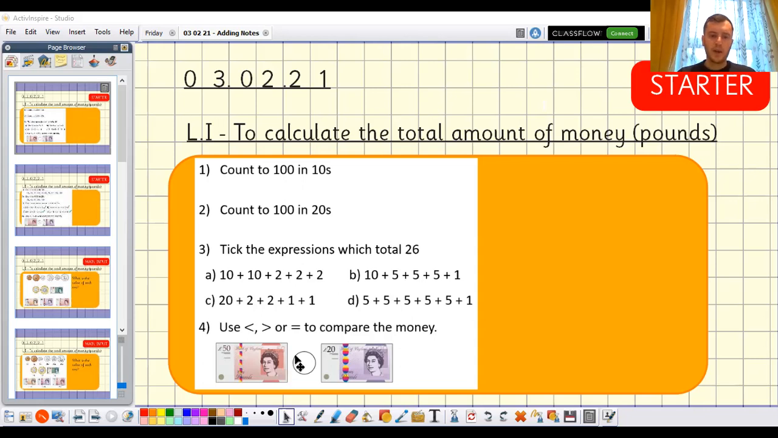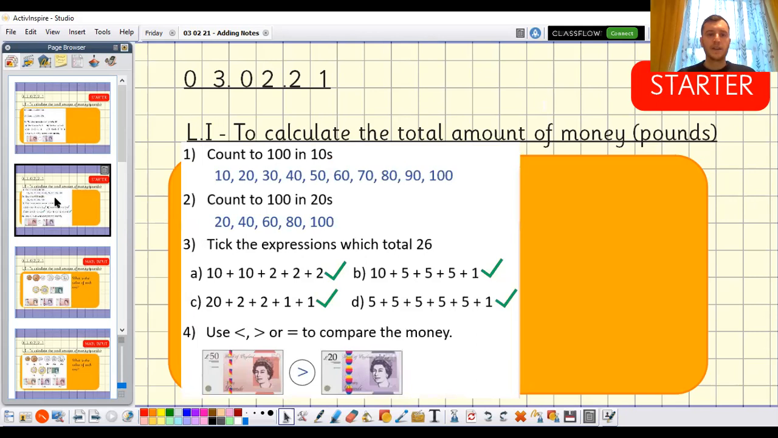And can you put the correct symbol in this box? You've got a £50 note and a £20 note. Is it less than, greater than, or equal to the other one? As always, pause the video here, have a go at those questions, and we'll look at the answers in a moment.